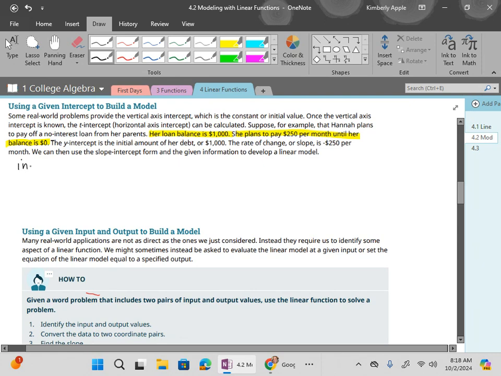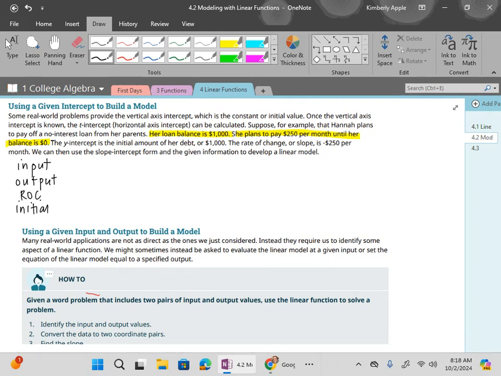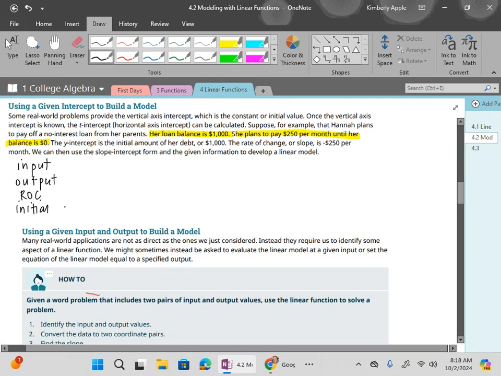So we have an input, we have an output, we have a rate of change, and we have an initial value. Okay, so the loan balance is $1,000. I'm thinking that's going to be the initial value. This relationship has two changing quantities. We have the loan balance, because we know that's going to be going down as time increases, right? And we have time elapsed.